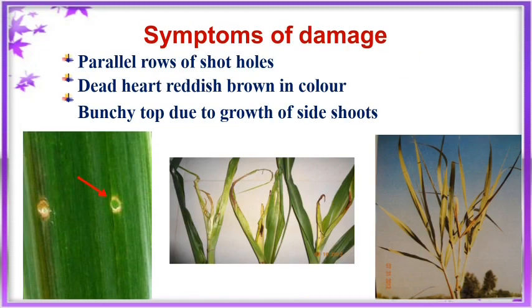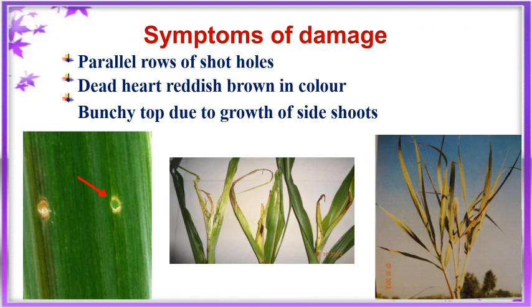Then how does this pest actually damage the sugarcane field? Here the caterpillar is the damaging stage. The name indicates top shoot borer. This pest attacks the crop in the later stage, and the infestation occurs till harvesting.